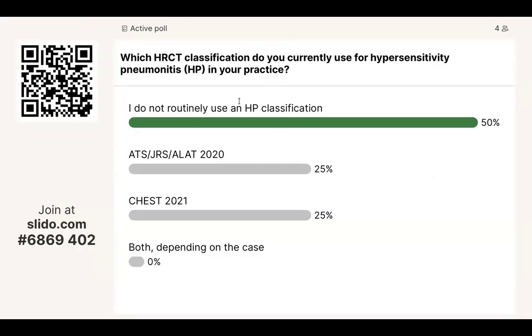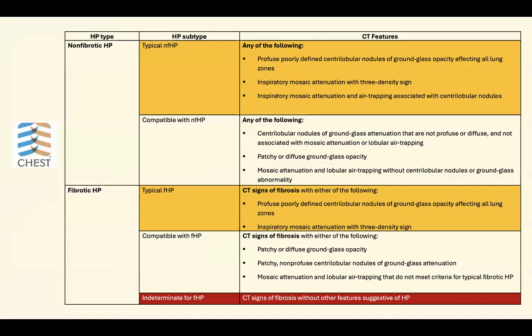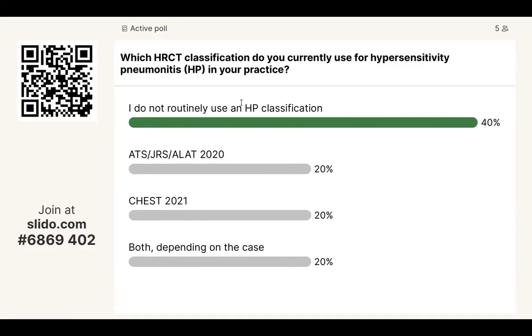I don't routinely use an HP classification, and this is what I expected, because let's complete. Okay, let's proceed to the next.